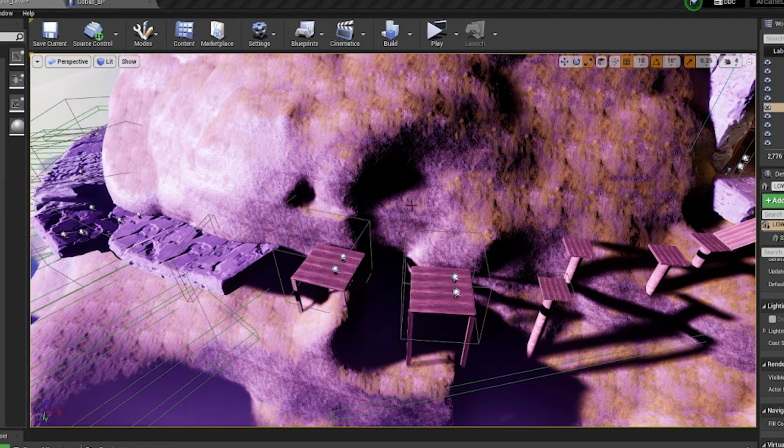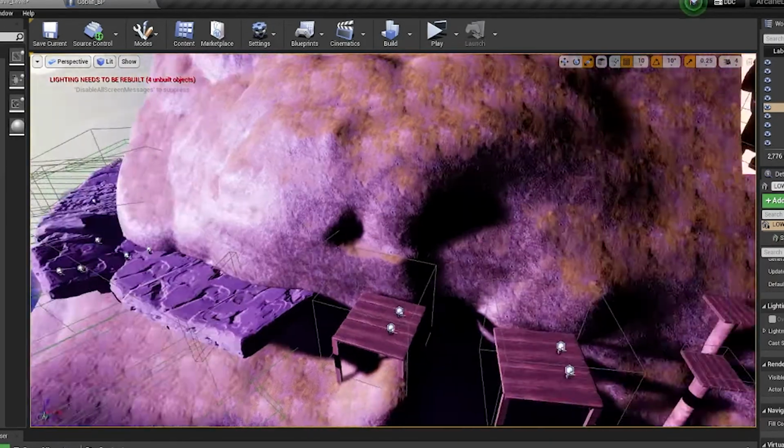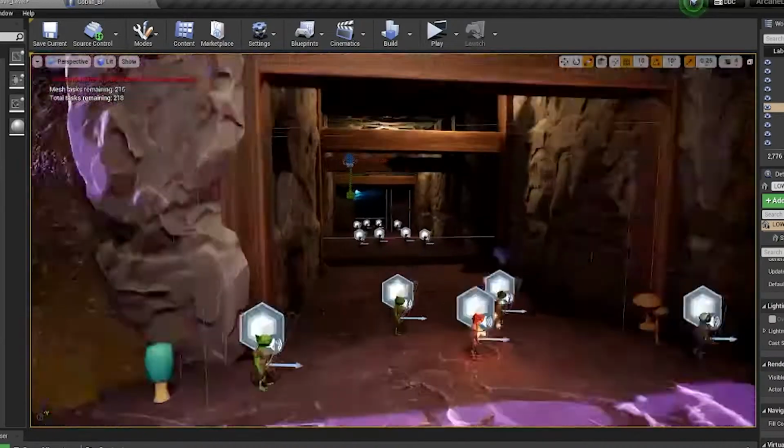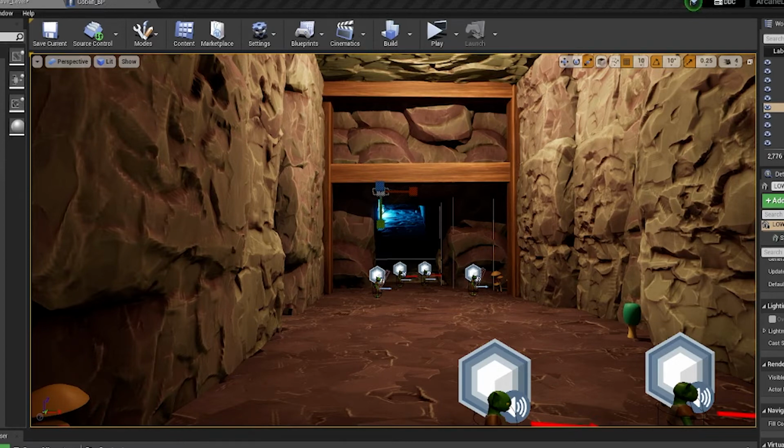You can see here how many gobos there are. Each one of these little players is a different gobbo, and as we go into the cave, there are even more. And you can see just how loud it would get if these limiters weren't put in place.